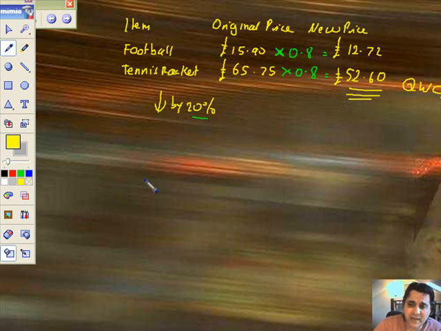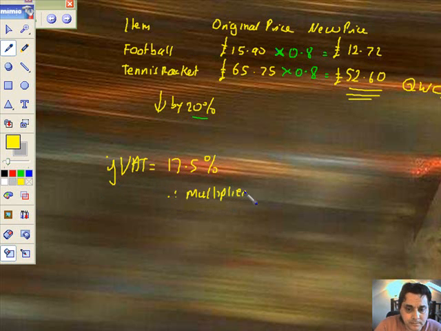17.5%. Remember, if you're working out VAT and they're still quoting 17.5% as opposed to the 20 that is current, it doesn't matter. If VAT equals 17.5% and you want to add it on, therefore the multiplier is going to be 1.175. There it is. There's your 17.5% and there's your 100%.